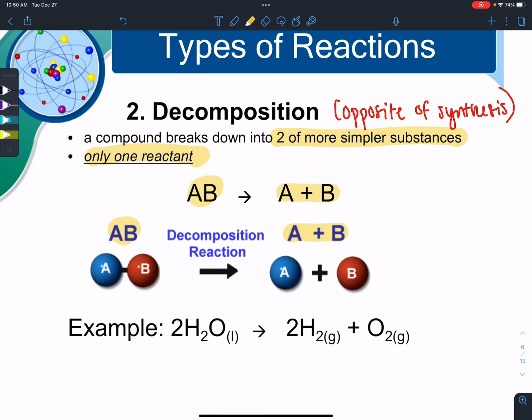And again, remember, 2 or more is really important. It doesn't have to just be 2, it could be 3. So an example down here, we've got 2 water molecules, and we are breaking that down into hydrogen and oxygen. So we've got 1 reactant and 2 products, the opposite of synthesis. So that is synthesis and decomp. Those kind of go in a pair.